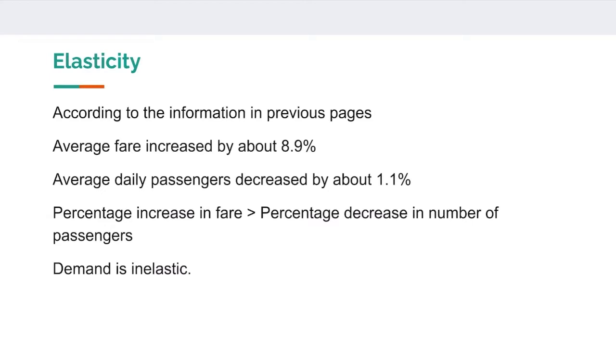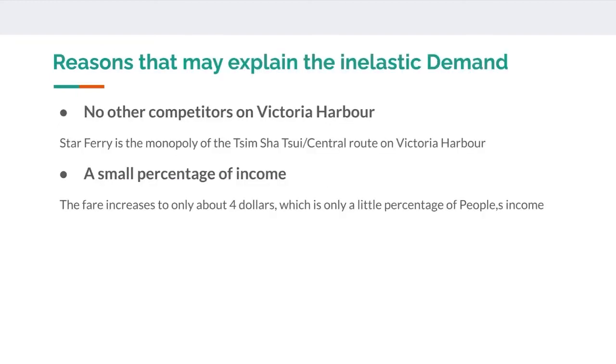So let's talk about the elasticity. According to the information on previous pages, the average fare increased by about 8.9%. Average daily passengers decreased by about 1.1%. The percentage increase in fare is larger than the percentage decrease in the number of passengers, so the demand is inelastic.